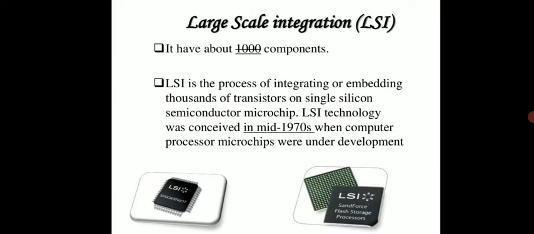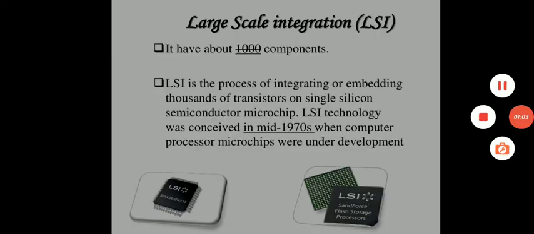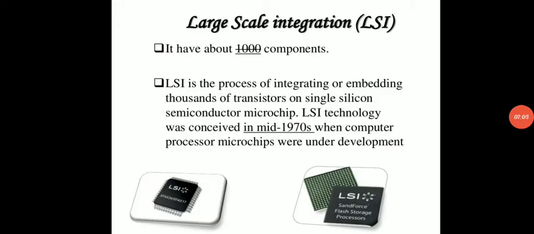And next, large scale integration. It has about 1000 components. LSI is a process of integrating or embedding thousands of transistors on a single silicon semiconductor microchip. LSI technology was conceived in the mid 1970s when computer processor microchips were under development.